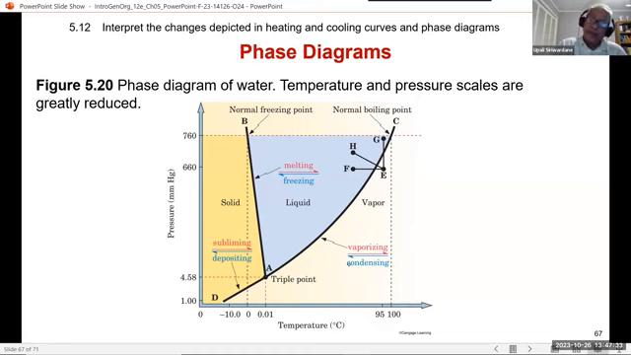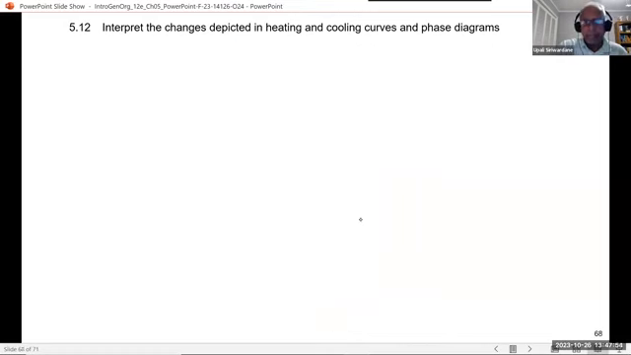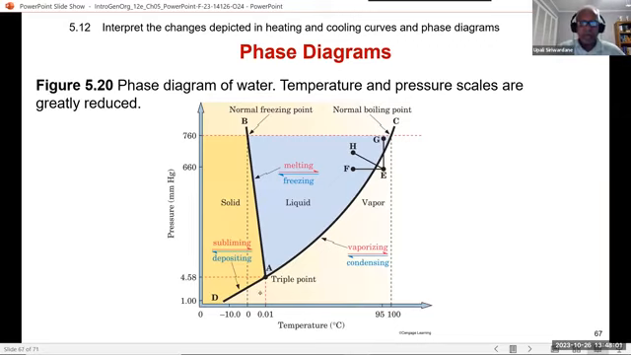There are boundaries between the gas phase and liquid phase. For example, DAC represents vaporization or condensation, or sublimation if solid is directly converted to gas, which is called sublimation.